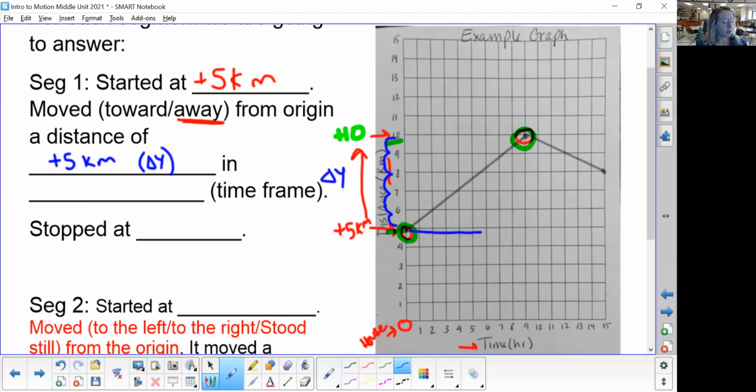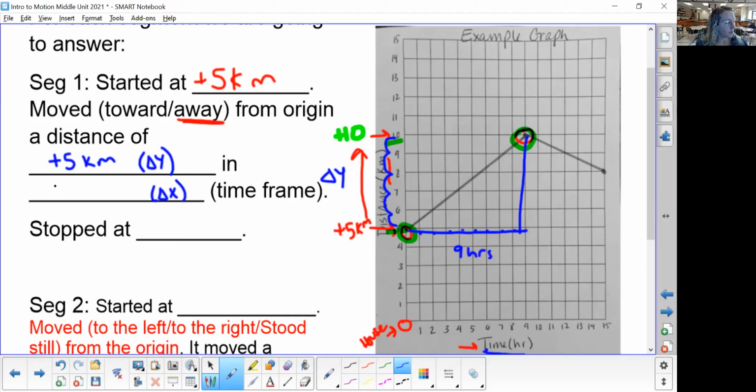Well, how long did it take? That's going to be the change in x, since x is time. So how long did it take you to go to your friend's house? Well, I probably shouldn't have picked hours, but 1, 2, 3, 4, 5, 6, 7, 8, 9. Yes, I know it's from 0 to 9, but it's just good to count from that whole segment. So it took 9 hours.